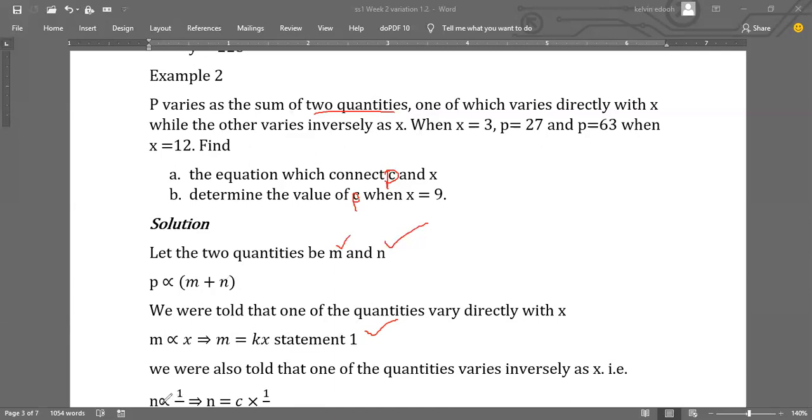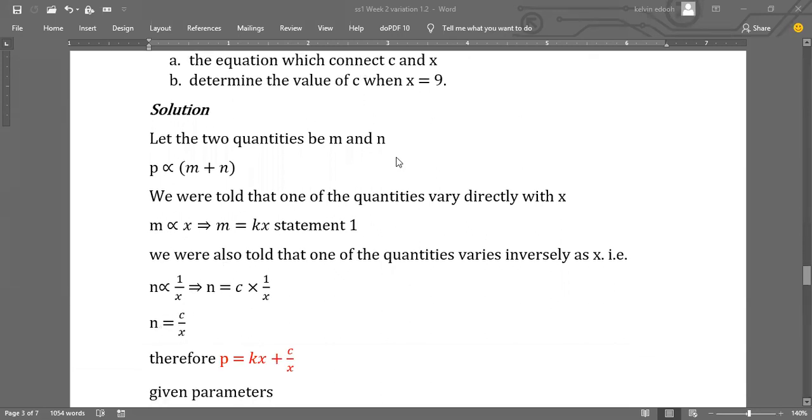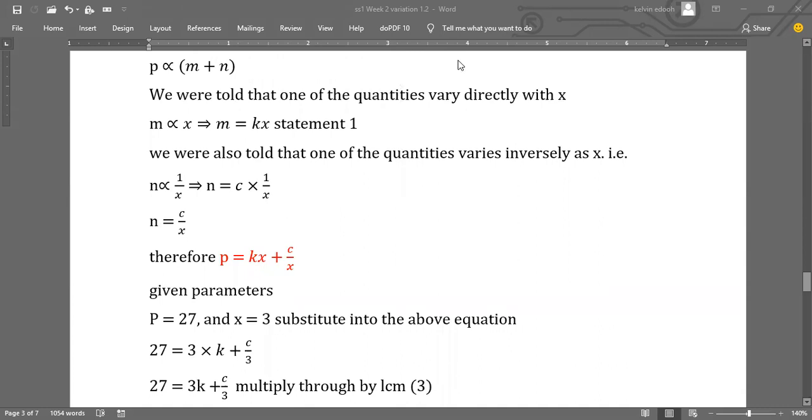That means we can then write that N varies inversely. So let me clear the screen a bit. I need a pen. Get me a pen, please. Okay. So the other statement was that N varies inversely as x. To express inverse, this is the statement. And the interpretation of this, removing the sign, you'll have N equal to C times 1 over x, which simplifies to C over x. Because this is over 1. So C times 1, C. 1 times x, x. So you have it.